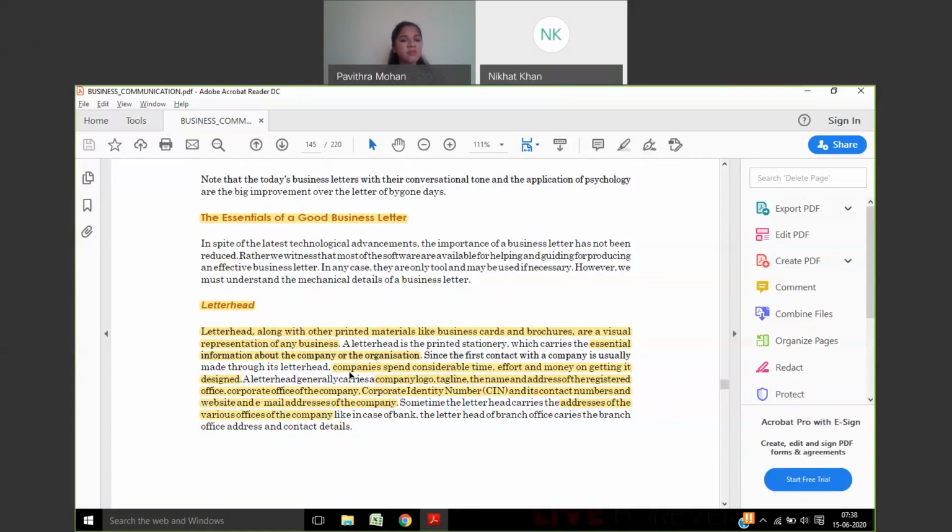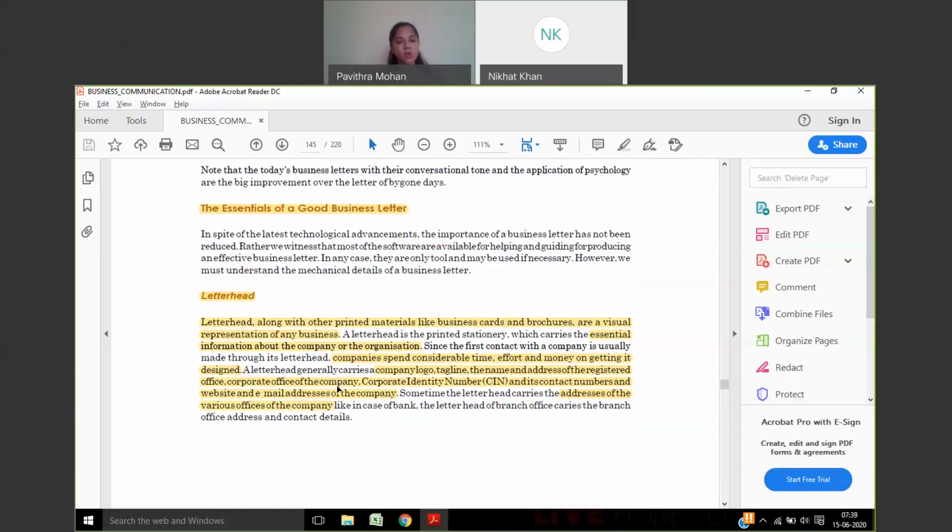Generally, any given corporate, be it a small entity or a big entity, spends a considerable amount of time, effort, and money on getting it designed. So it's not an easy task. Once an organization wants to develop a letterhead, they spend a lot on that, not just time, but even money and effort. All of this goes in because they want a letterhead that is going to present their business in the corporate world. So all these things become very, very essential.